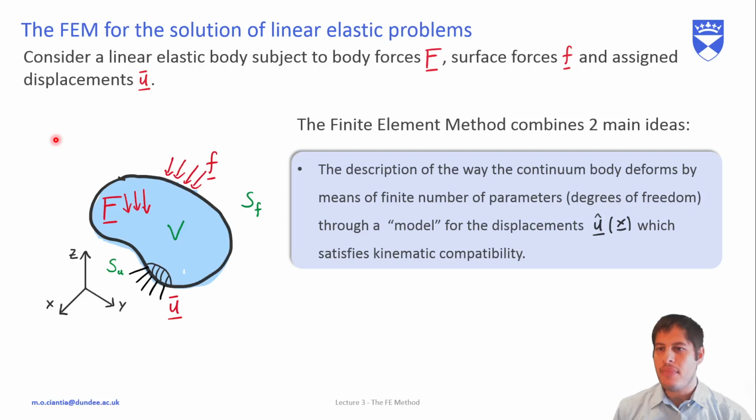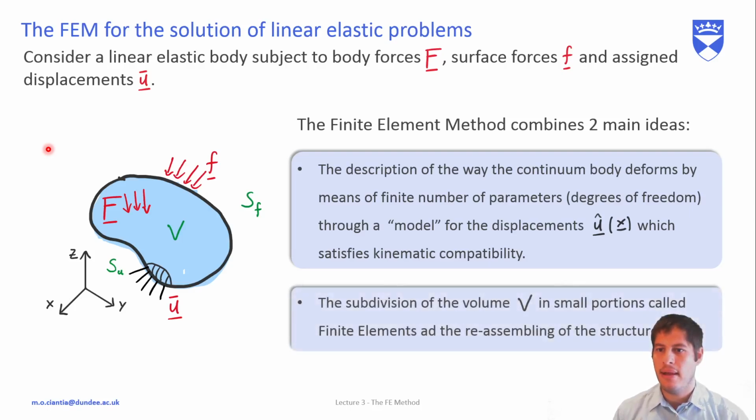And in order to do that, again, I just introduced this hat to remember that they have to be kinematically compatible displacements. So the model must also be kinematically compatible. And to have a finite number of unknowns, we have to subdivide the volume V into a finite number of smaller portions, finite elements. In the end, by knowing the behavior of each element, we can reassemble back to the total volume and structure.